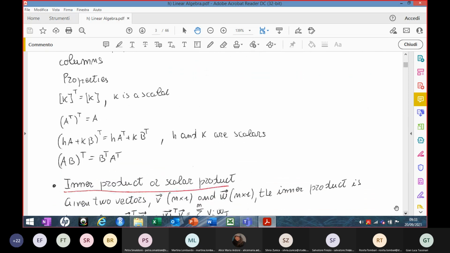Properties of the transpose. Suppose you have a scalar. K is a scalar. A scalar means a number. Well, a number, guys, can be seen itself as a matrix with 1 row and 1 column. So the transpose of a number, for example, 3 transpose is still 3. So the transpose of a scalar is the scalar itself.